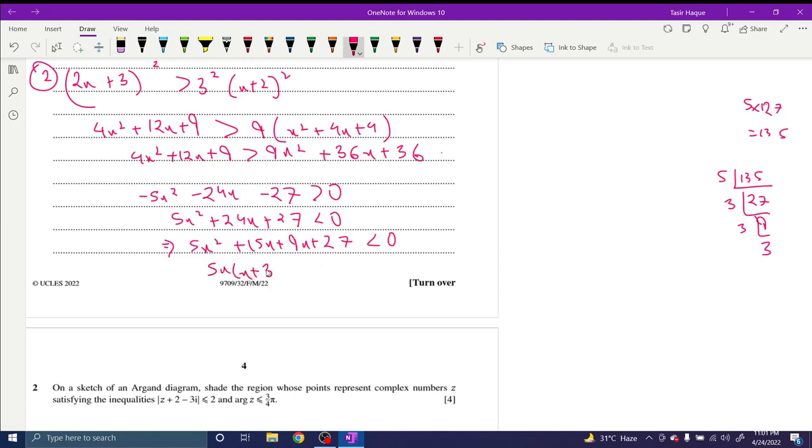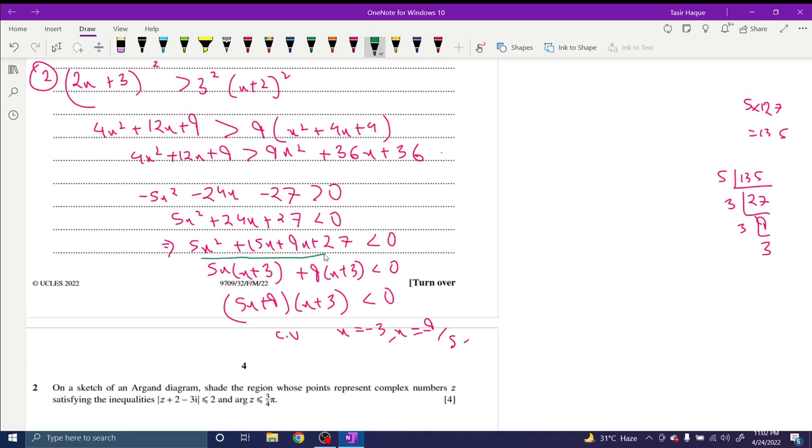5x times (x plus 3) plus 9 times (x plus 3) is less than 0. So (5x plus 9) times (x plus 3) is less than 0. So what are the critical values? x is equal to minus 3 and x equals minus 9 by 5, the ones we got beforehand. So just think about how we solve these.